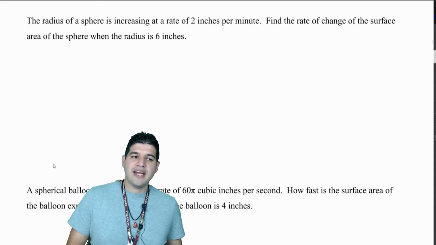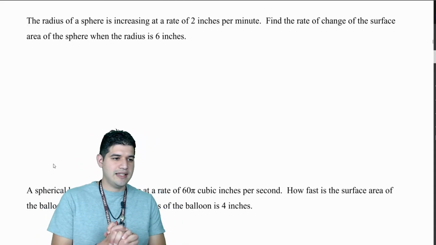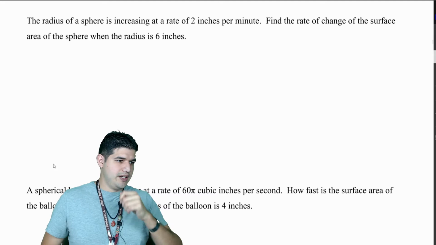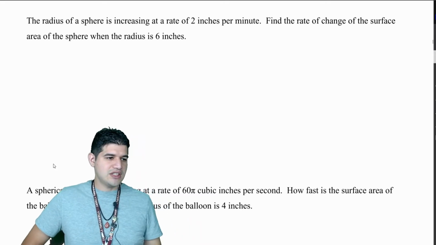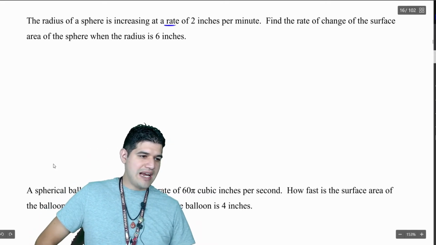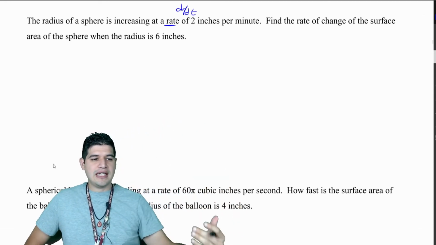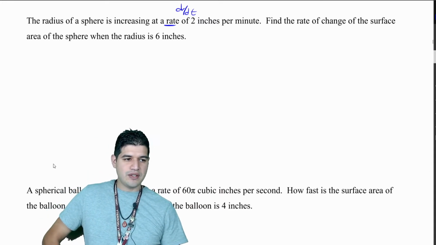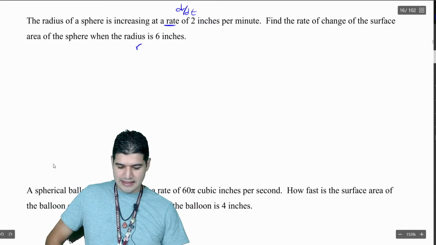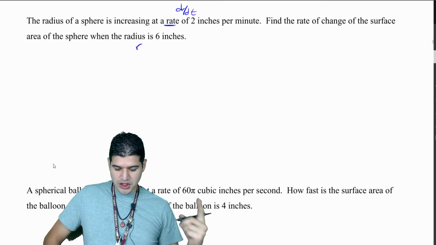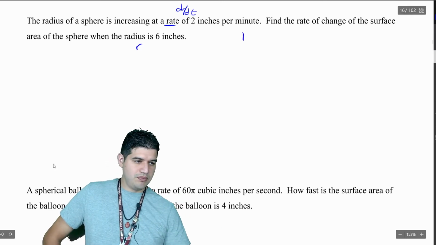Now we're looking at the radius of a sphere that is increasing at a rate of 2 inches per minute. So the radius is at a rate, so that's going to be dr/dt, and it's going to be positive. Now we want to find the rate of change of the surface area of the sphere when r is 6 inches. Rate of change of the surface area, so we want to find dA/dt.